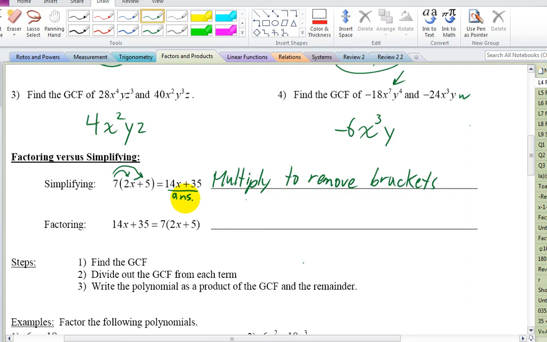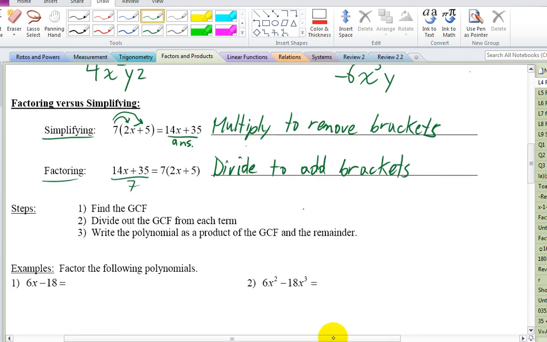Whereas if I started with 14x plus 35, I would say to factor. What that means is to divide, to add brackets. So we have opposites here. Okay. So what you would do is divide both of these by 7. And that's the GCF. Okay, so I'm just defining what simplify and factoring mean. They're different terms, different meanings.